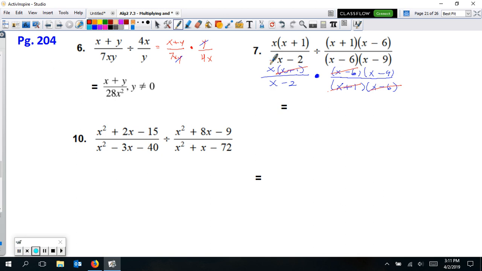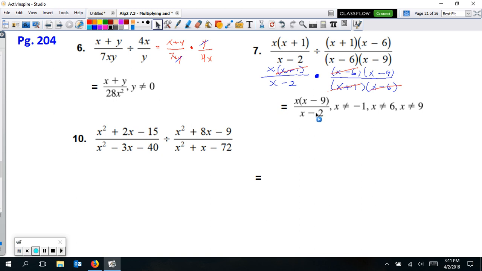And so now we have an x times this x minus 9. I don't have to do a distributive property. I can just put x in front of that, and then at the bottom have the x minus 2. That's what we should see on our answer. So there's the x and the x minus 9 binomial, and then x minus 2 down below.